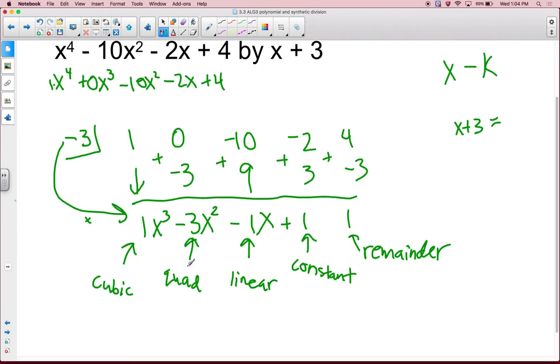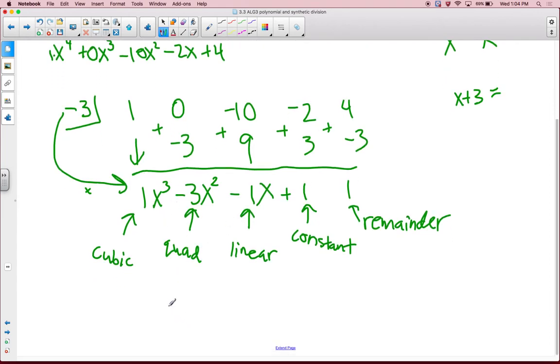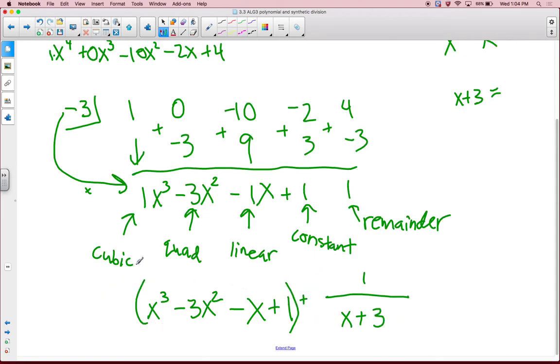So therefore, to write this out correctly, we'd write what we got as our answer, our quotient, as x cubed minus 3x squared minus x plus 1 with a remainder of 1 over our divisor, and our divisor was x plus 3. Okay, that is how we would write our answer using synthetic division. And we do that because we write our quotient plus our remainder over the divisor.